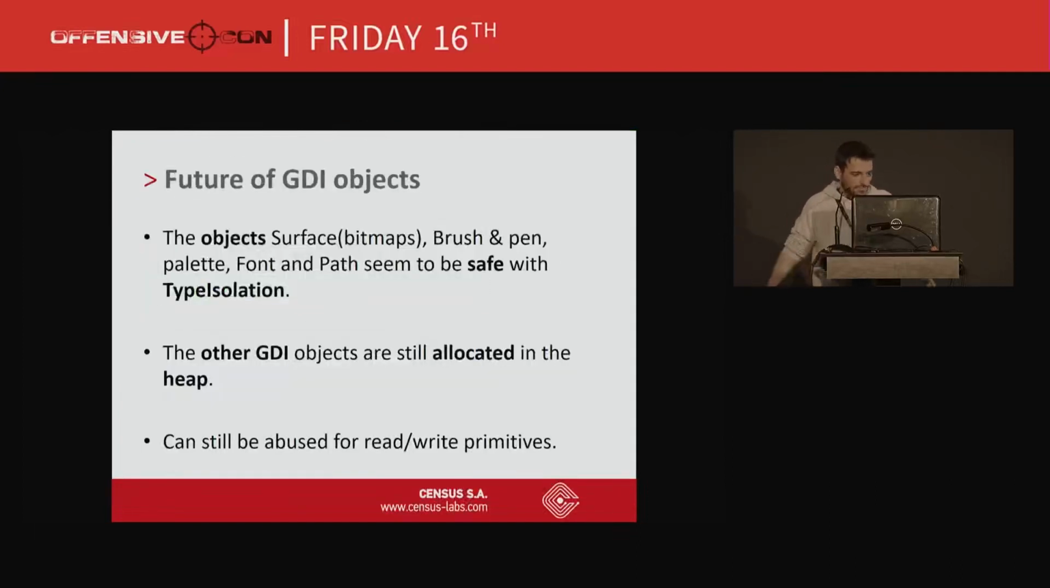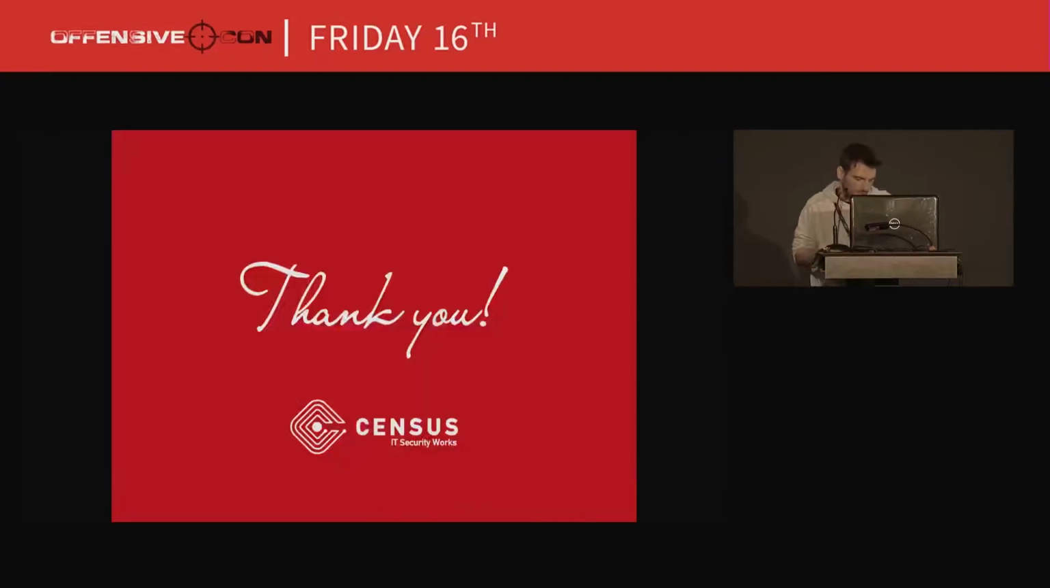So, closing with the future of GDI objects, objects like bitmaps, brushes and pens, palettes, fonts and paths are actually using the type isolation, while other GDI objects like regions and some others are still allocated as a whole in the heap. So we can still abuse those objects in order to obtain read-write primitives. And that was the talk pretty much. Thank you.